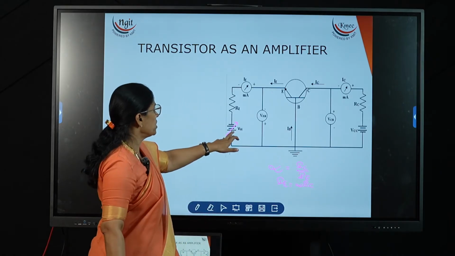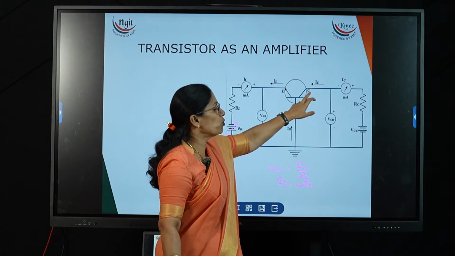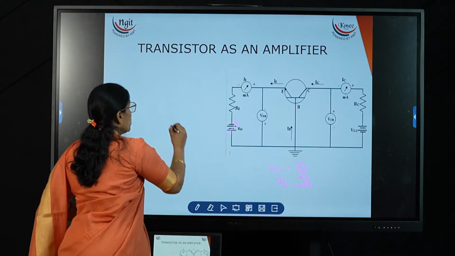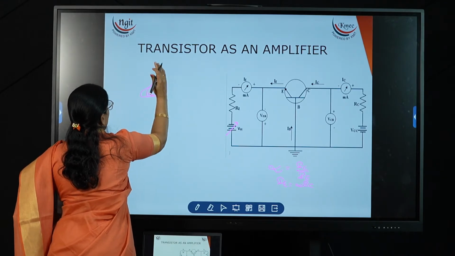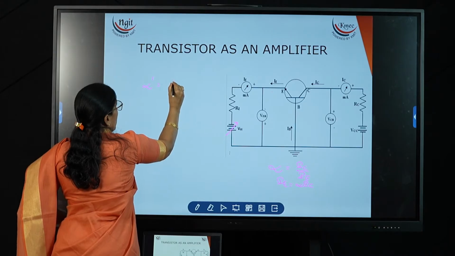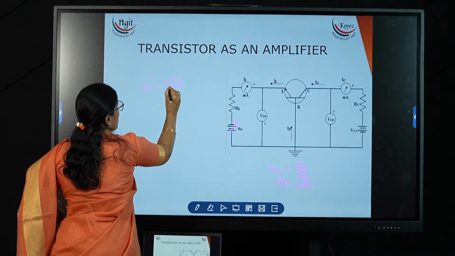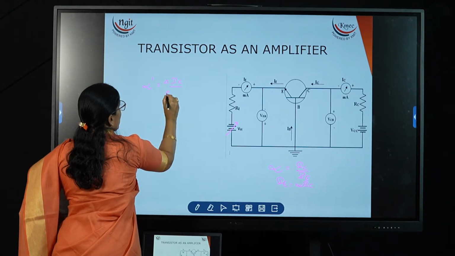So now if I change the small voltage, thereby the input current changes, so there is a change in the output current. I am writing the ratio of the change in output current to the change in input current as alpha dash, which is equal to delta IC divided by delta IE.